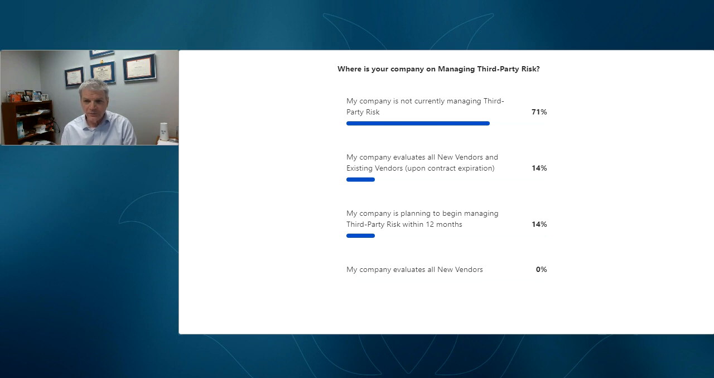We've been doing third-party risk management for over 2 years now, and one of the things I've got to get changed or modified is that, just like this polling question is saying, where we don't have anybody evaluating all the new vendors. Well, actually, we are doing that, new vendors and existing. One of the areas for improvement that I'm looking at is doing more with existing vendors as they expire on contracts. So I'm glad to see almost 15% of the audience is doing that right now.